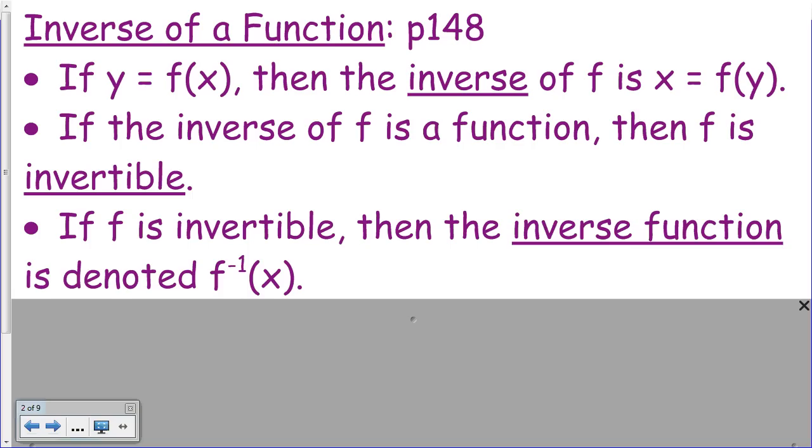The third thing that they note there for you is just a little on notation. It says if f is invertible, then the inverse function is denoted by f, and we put a little -1 there as a superscript. That's not indicating raising it to a power. It just happens to be the notation we use. But we read that as f inverse of x. We only do that if, in fact, the inverse is a function.